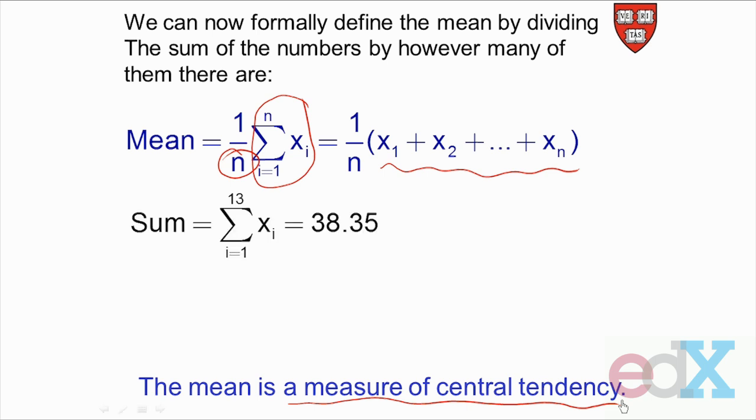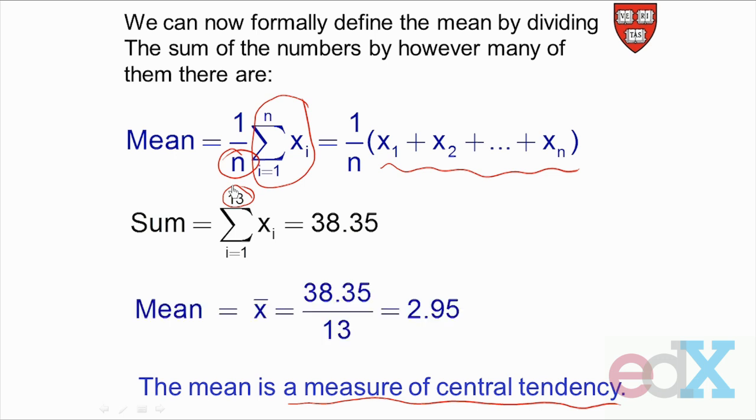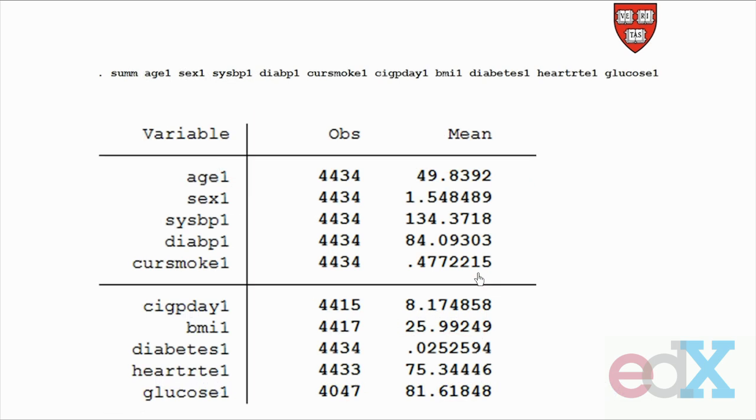So going back to our example, the sum was 38.35. There were 13 numbers. And so if we divide by 13, we get that the mean is 2.95. So the mean of these numbers is 2.95, and that's roughly the middle of where the numbers are. Now, let's take a look at some of the variables in our data set. Here's the first 10 of them.